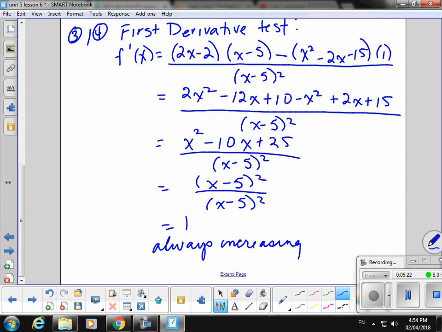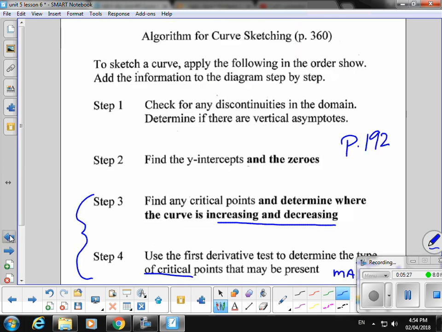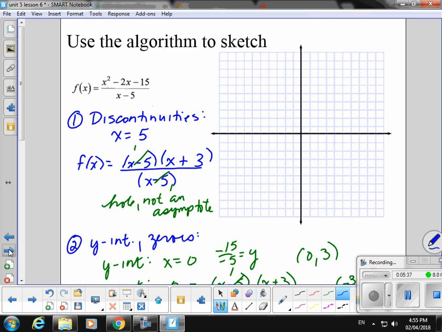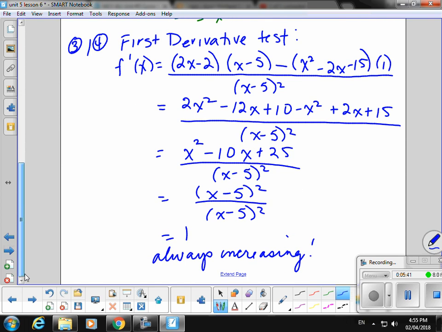Interesting. All right, was there anything else I needed to look at in my algorithm? So steps 3 and 4, there weren't maximums and minimums. This thing is always increasing. We want to look at the extremity tests. This is an interesting one. Okay, let's look at, where are we, number 5.